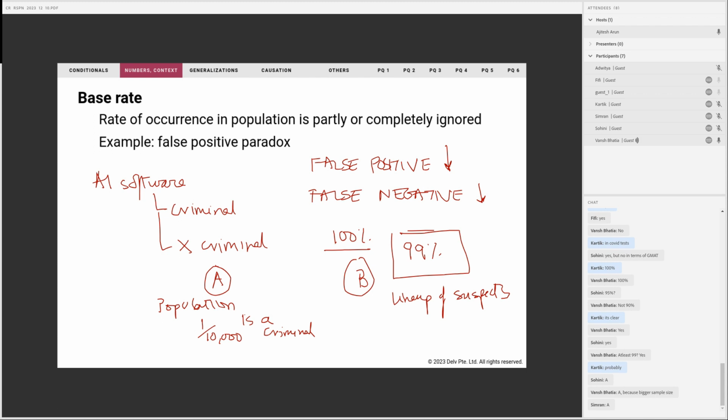Ajitesh, what I believe is A is having a bigger sample size, and it will give us the result more accurately as compared to B, where we know for the fact that all of them are criminal or something.